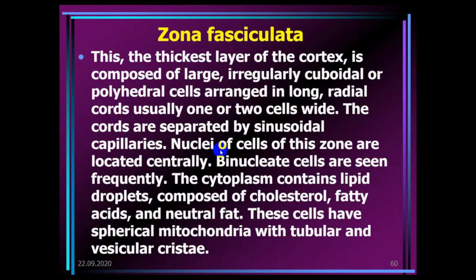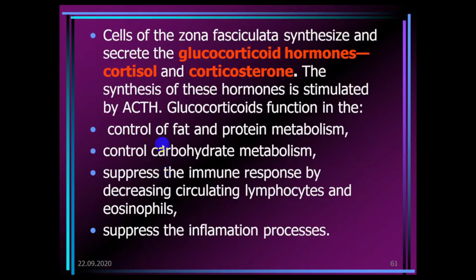Nuclei of cells of this zone are located centrally, and in the cytoplasm we can also find a lot of fatty acids, neutral fat and lipid droplets. These cells of the zona fasciculata secrete another lipid-soluble steroid hormone, a family of glucocorticoid hormones. The main ones are cortisol and corticosterone. The synthesis of these hormones is stimulated by adrenocorticotropic hormone of the adenohypophysis.